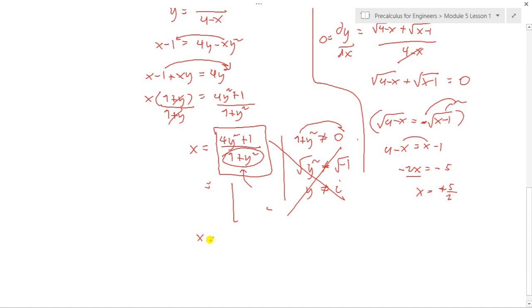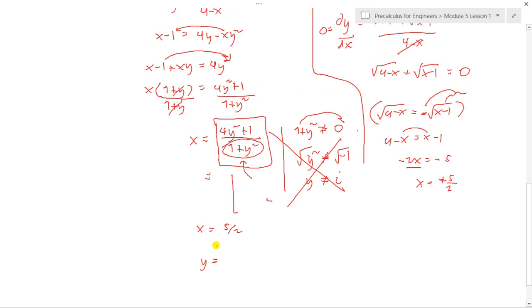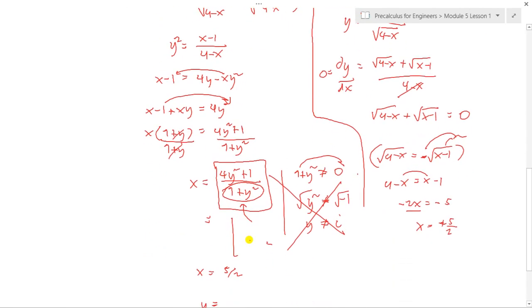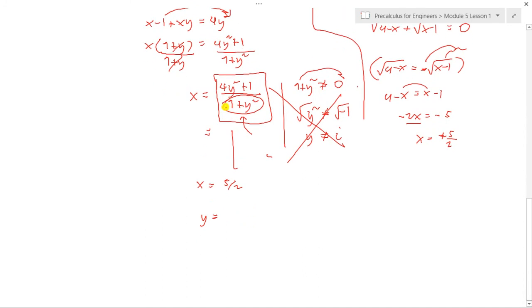Since x equals 5 halves, let's plug in. We have y equals the square root of x minus 1 over the square root of 4 minus x. So here we have square root of 2.5 minus 1 all over the square root of 4 minus 2.5. So the answer is 1. So that is our maximum.